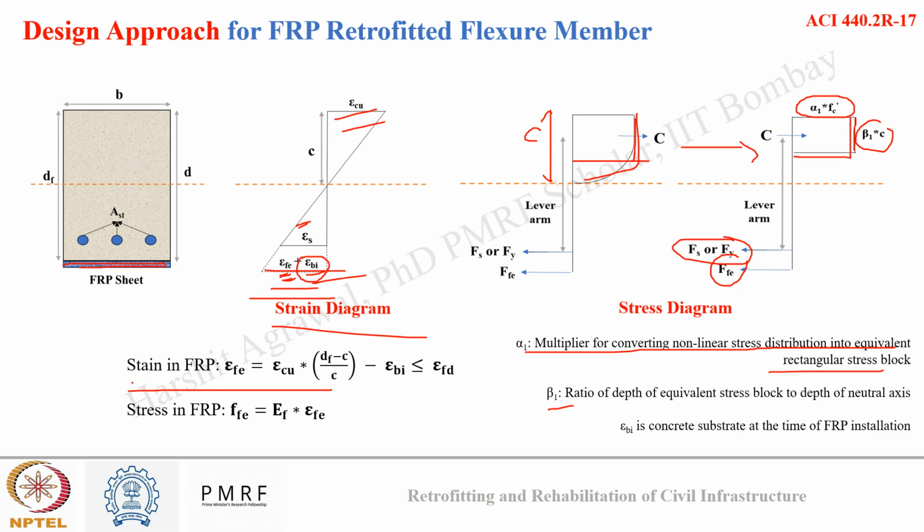We can write the strain in FRP just by solving this similar triangle theory, where epsilon cu upon c is equal to epsilon fe plus epsilon bi upon this length. This length will be nothing but df minus c. You can see here the similar equation is written and rearranged. This should be less than epsilon fd, which is the debonding strain, if we are assuming a balanced section design. And the stress in FRP we can simply write as the modulus of elasticity of FRP, which will be known to us, times the strain in FRP that we calculate from the first equation.